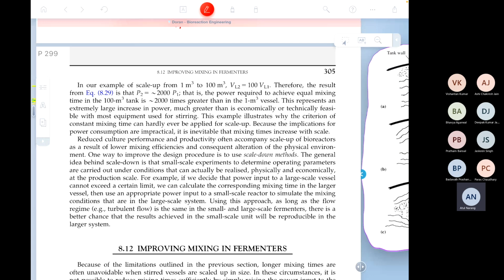Just not working out. And once you have poor mixing, then your productivity goes down because there are pockets where the liquid is not moving. It's dead space. Cells are suspended there, not receiving the nutrients, not receiving the oxygen. And so these cells are basically producing nothing. This is the reason why you see lower productivities on the large scale.